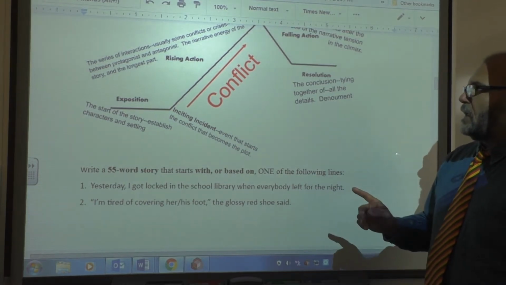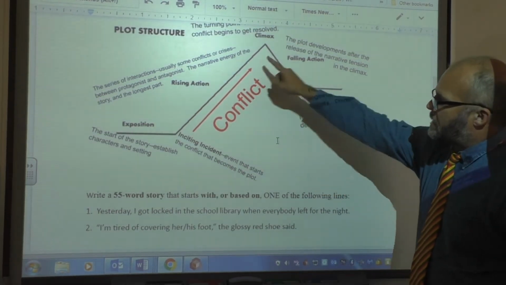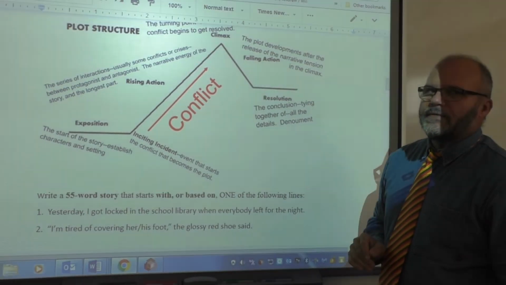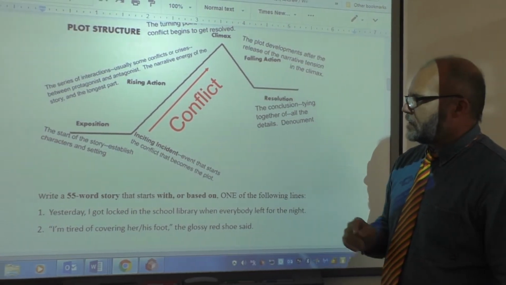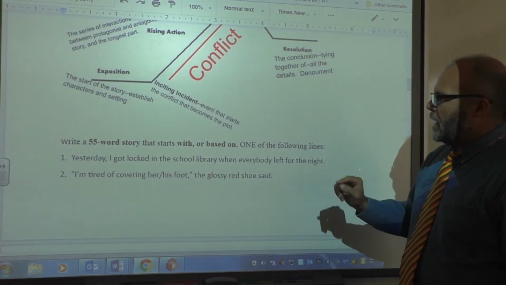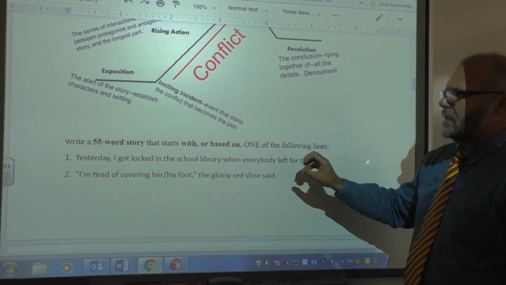This is a challenge to accomplish all of these plot tasks in 55 words. Later in the document, there are some 55-word story samples. You can go look at those now if you want to. But write a 55-word story. And I gave you 2 ideas.